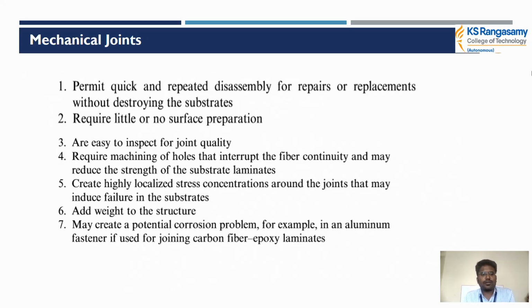First, we discuss the mechanical joint. It permits quick and repeated disassembly for repair or replacement without destroying the substrate. In this type of joint we use a nut and bolt. The mechanical joint requires little or no surface preparation. It is easy to handle and dismantle compared with the bonded joint. And the third one is that it is easy to inspect the joint quality.